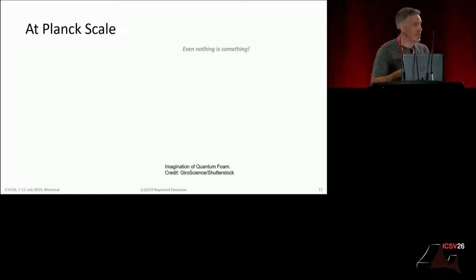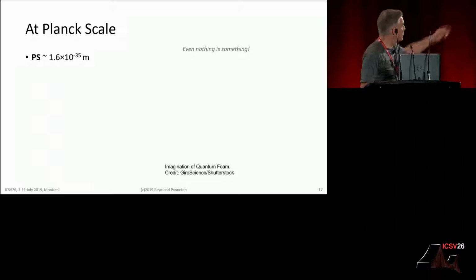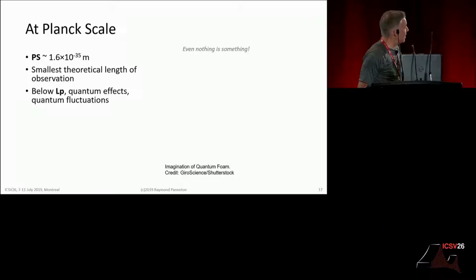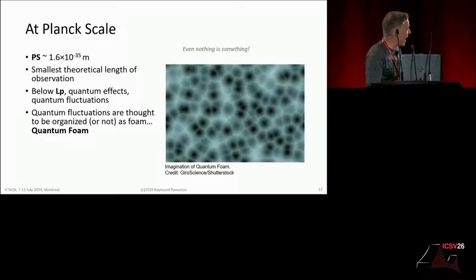But what is interesting is that foams are everywhere. At Planck scale, you see here, 10 minus 35 meter. This is the smallest length, okay, of observation. Below this scale, we cannot theoretically make observation, okay? But nature does not like empty, okay? So even below this, there is something, and it is quantum effect, okay? Below this Planck scale, we have some quantum effects, quantum fluctuations, okay? And what is fascinating about quantum fluctuation is that it is organized as foam, okay?